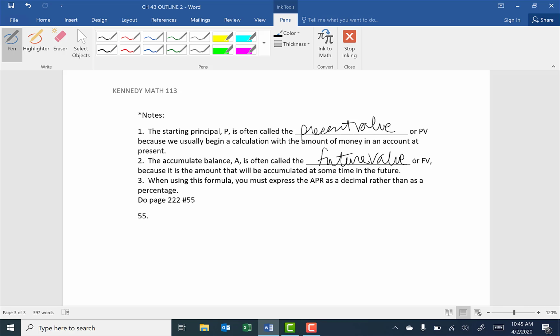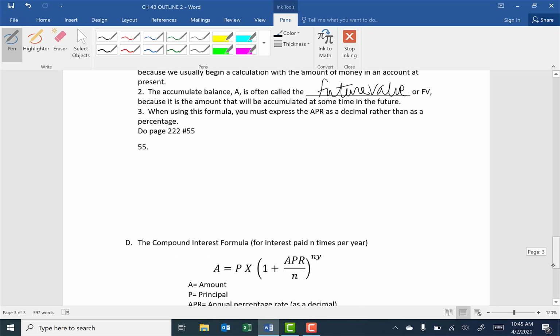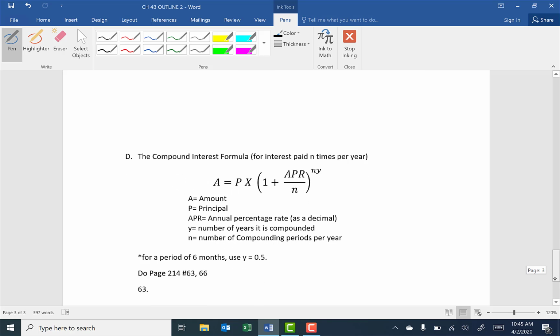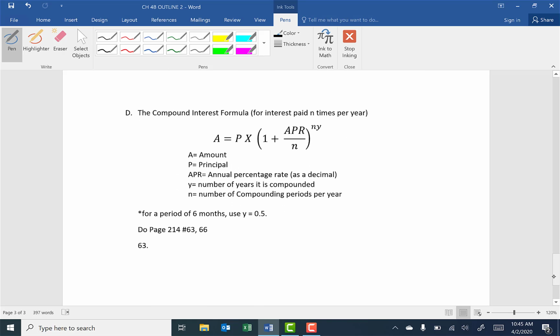Okay, we're going to go to page 222 and do number 55. Now, in fact, I'm not going to do that one, because the videos that show on the Blackboard go through an example just like that. It's a long one, but they do a really good job. So I want to go down to the compound interest formula for interest paid n times a year. So not just 1 time a year, but more than 1 time a year.